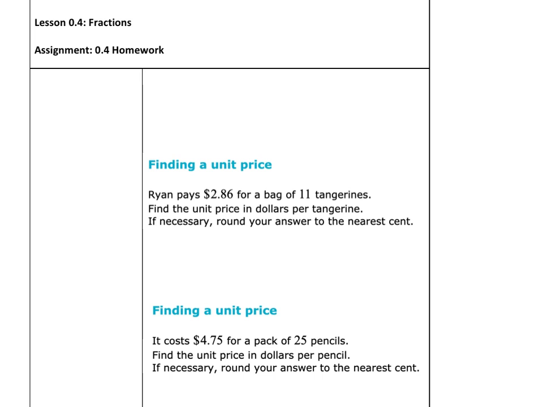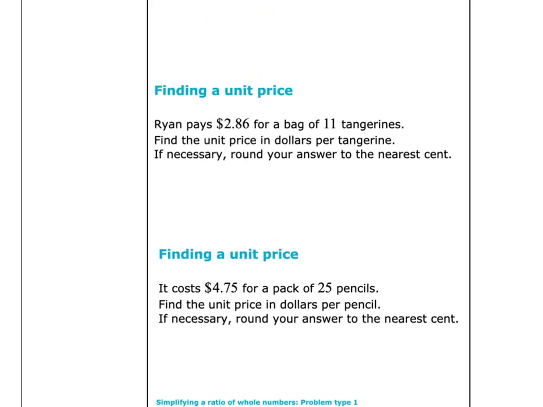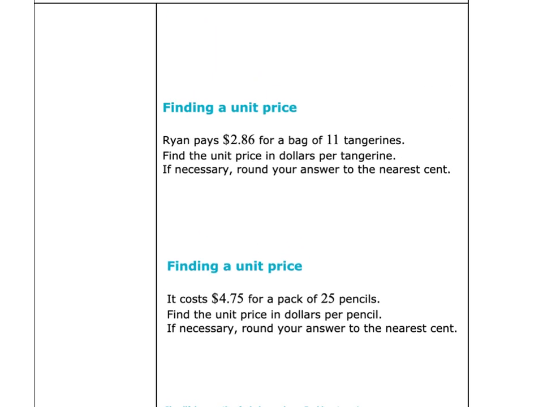Okay? Now, when we talk about unit rates or unit price, remember that when we've been talking about area, I told you that you have to have units. So I'm just going to give you a hint, and I'm going to do this first one with you. Ryan pays $2.86, so we're going to highlight a couple of things to make sure we know what we're talking about.